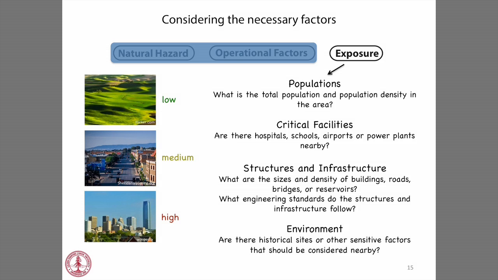And then, of course, it's important to consider the exposure. These are the communities we live in. These are the people we love. These are those that we serve. They're perhaps the most important component of this entire risk assessment. So you want to understand the total population and population density in areas around where you're injecting. You want to think about, are there hospitals, schools, and other critical facilities located there? What sorts of structures and infrastructure are there, roads, bridges, reservoirs, and to what engineering standards were they built? And of course, also thinking about the environment itself.